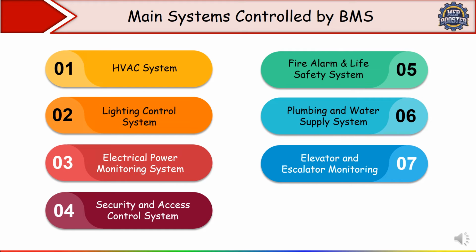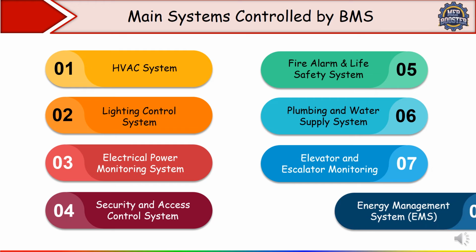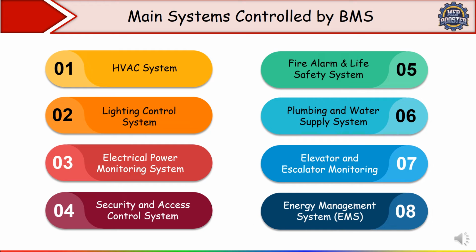In the plumbing and water supply system, water supply pumps and tanks are controlled by the BMS, even the booster pumps, level sensors, sump and overhead tank levels, sewage pump, and drainage pump. Normally the BMS auto-operates pumps based on tank level, sends alerts for low water level or pump failure, and also monitors the domestic and flushing water system.